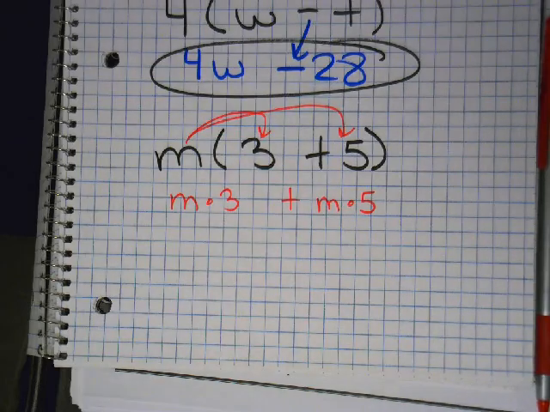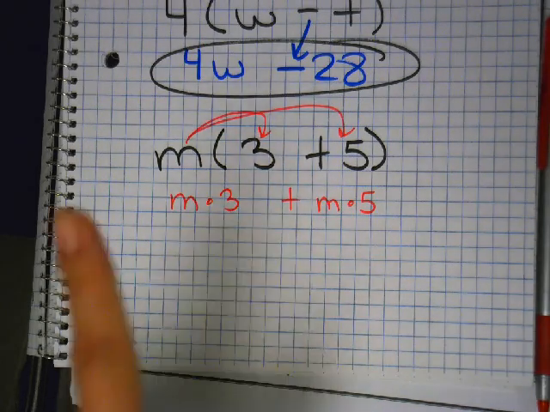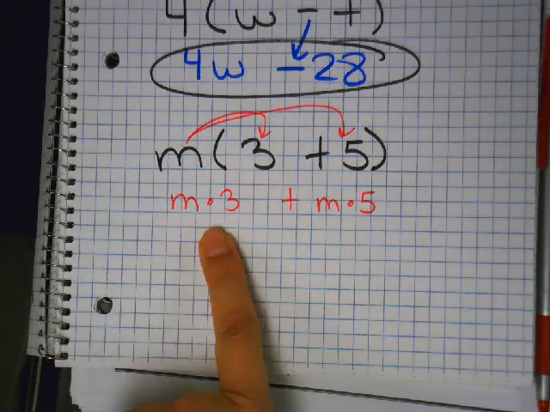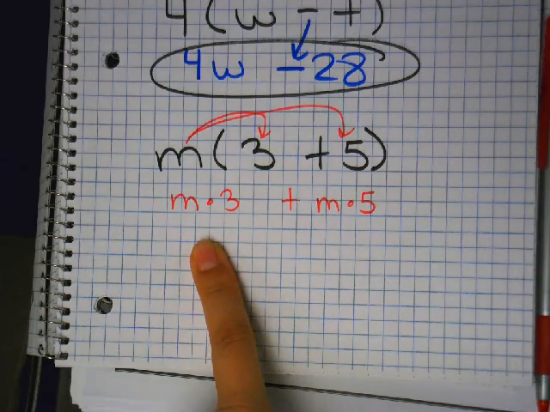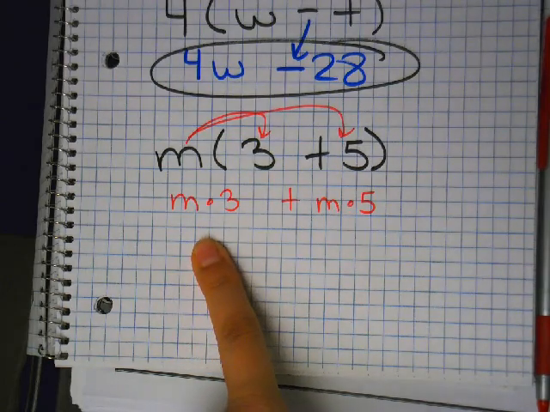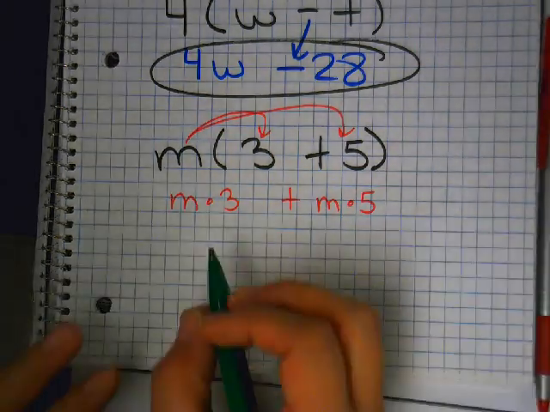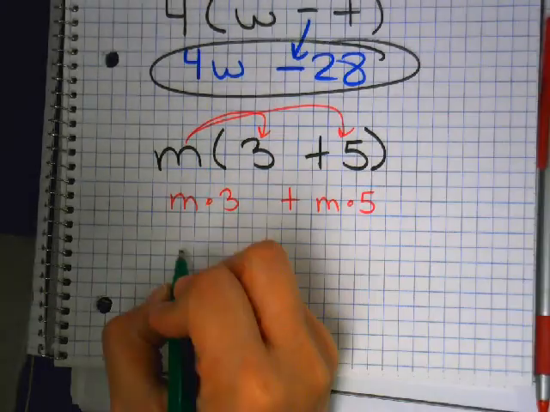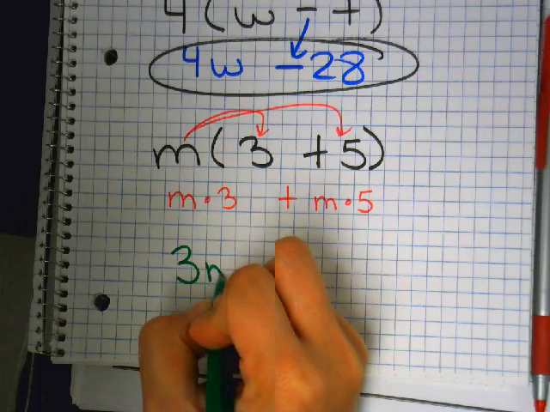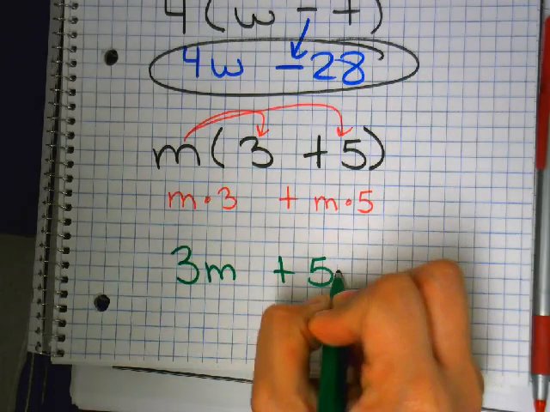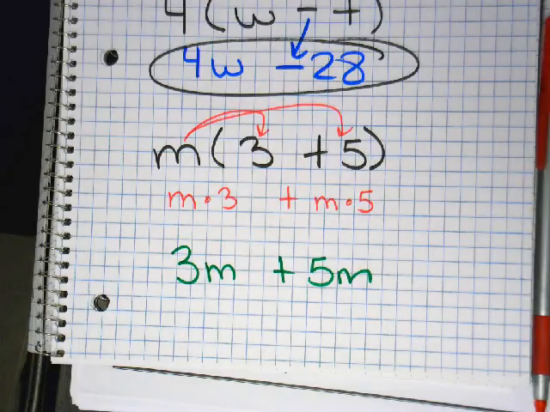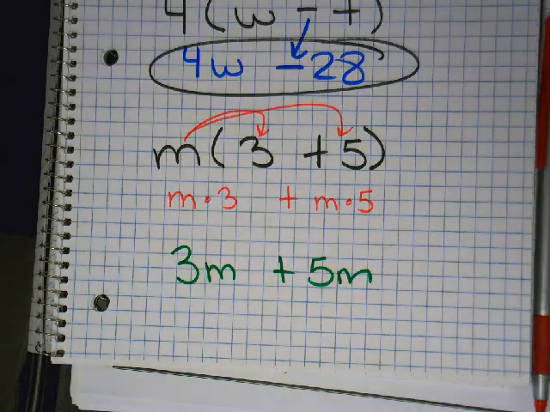Okay, so how would we write our final answer of m times 3 plus 5? 3m plus 5m equals 8m. At the end, we always want the number in the front. Okay, so you see how we put the number in the front? That's a good way of writing in algebra. I put the letter here just to show you that everybody gets the M.